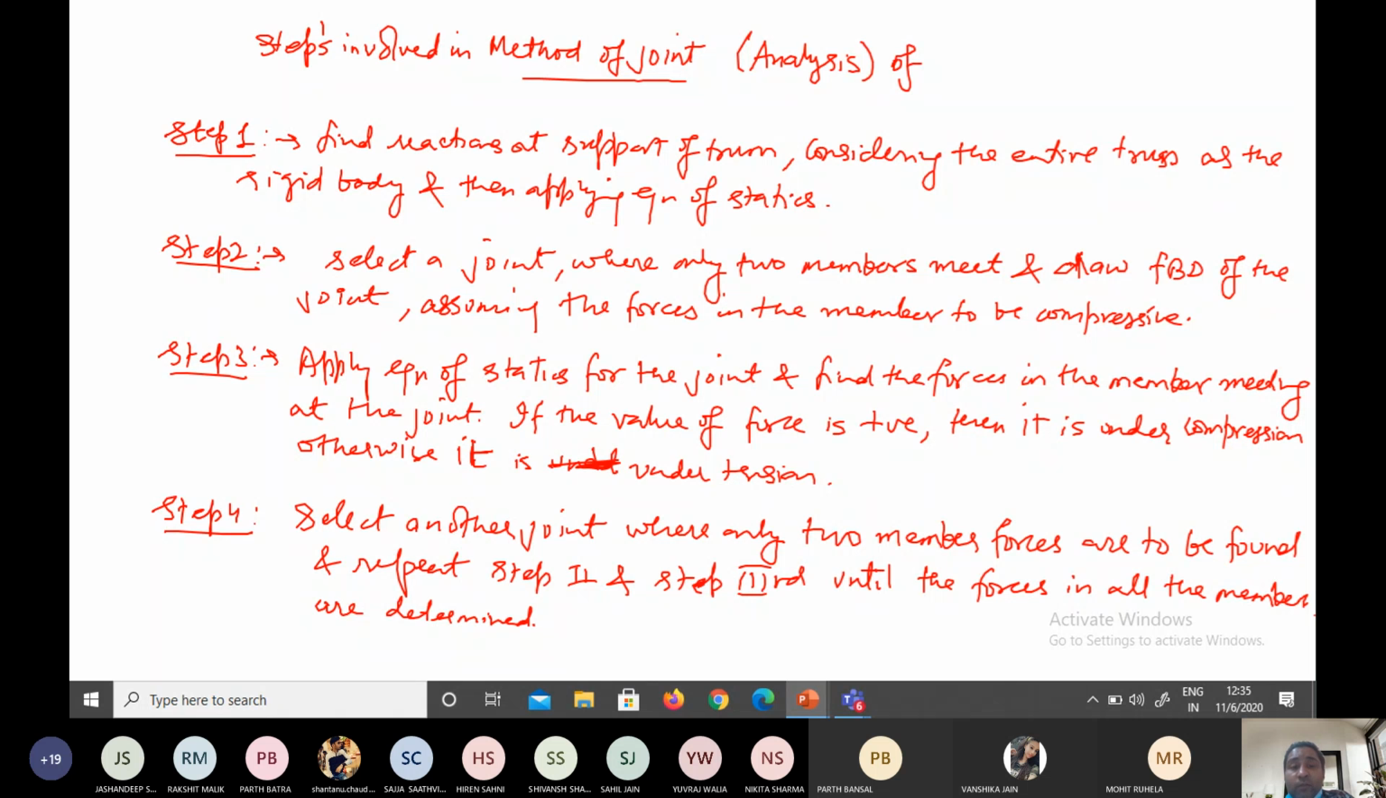Step number one is clear now. We have to find only the reactions at the support. Is it clear?